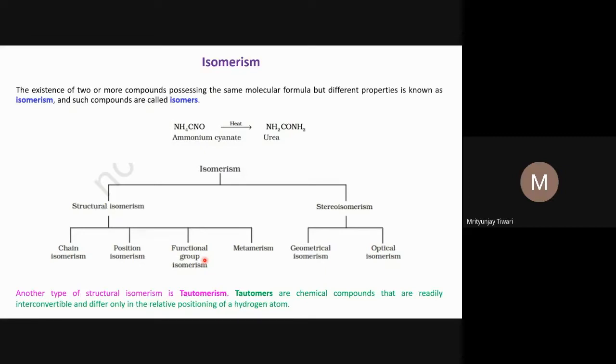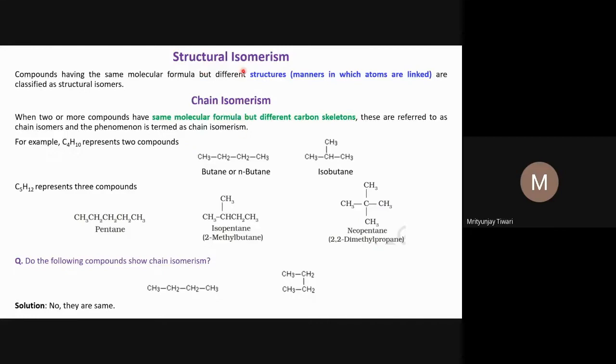There are certain functional groups which are always isomers. If two compounds have the same molecular formula, they can have such a functional group isomer pair, like alcohol and ether. And metamers: a particular atom is there, a heteroatom. Around that heteroatom, if the carbon chains are different, then we call such isomerism metamerism. Let's see one by one.